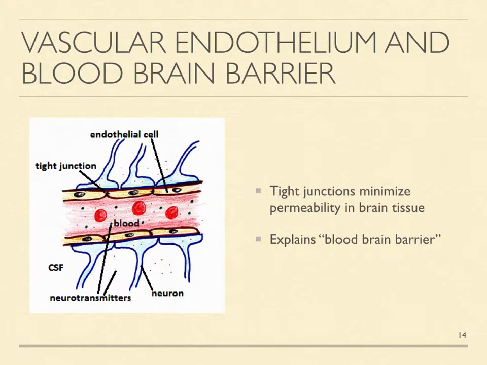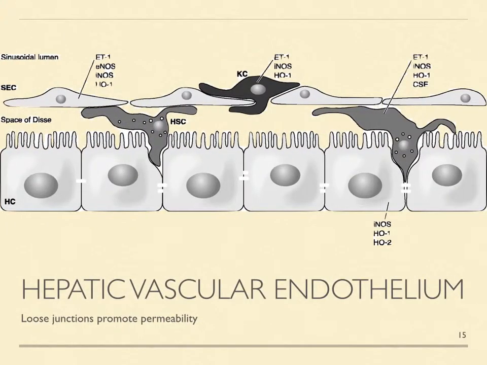The vascular endothelium is specialized to optimize function in different organs and tissues. The blood-brain barrier consists of endothelial cells with tight junctions that limit permeability. Compared to brain tissue, the endothelial cells of renal and hepatic tissues have loose junctions that optimize the function of these organs.